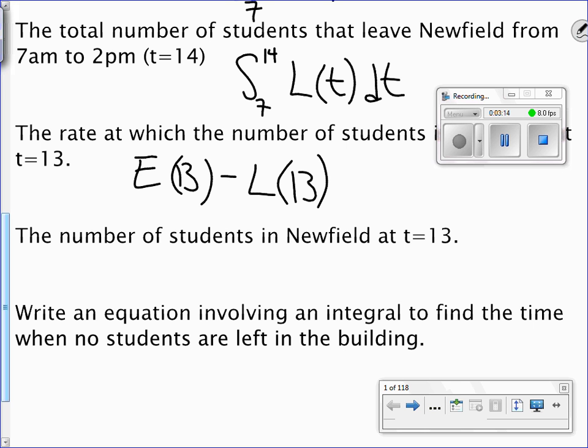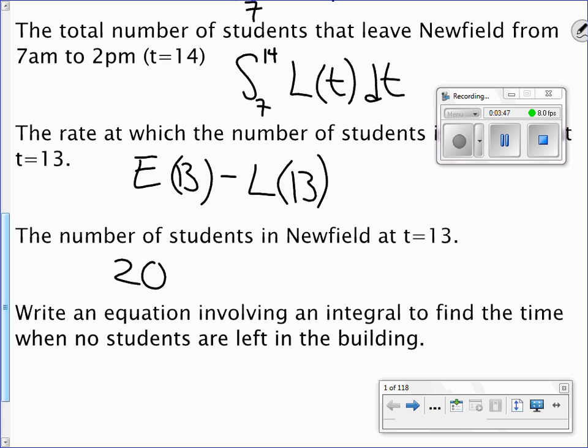The number of students in Newfield at T equals 13, 1 p.m. Looking for something different. Oh, you got things mixed up. Gina, try that. Okay, yeah. The number of kids.